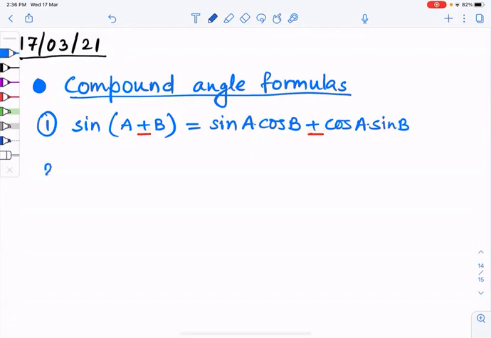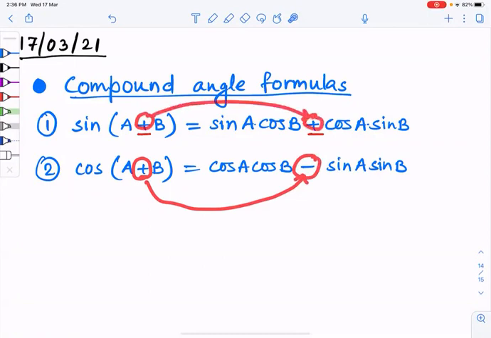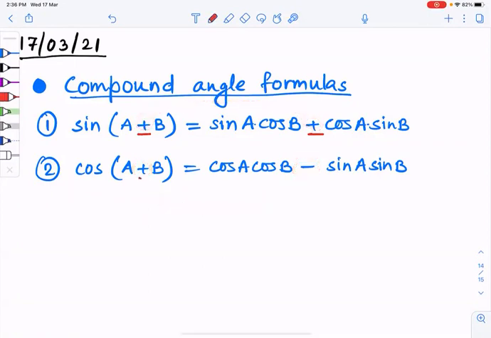Number 2. We have a formula for cos: cos of A plus B equals cos A cos B minus sin A sin B. So when we have cos of A plus B, for the plus sign we have a minus here. But for sin A plus B, for plus we had a plus. Remember that. And if I have cos of A minus B, then I will have a plus. I am using different ink. Try to understand that.